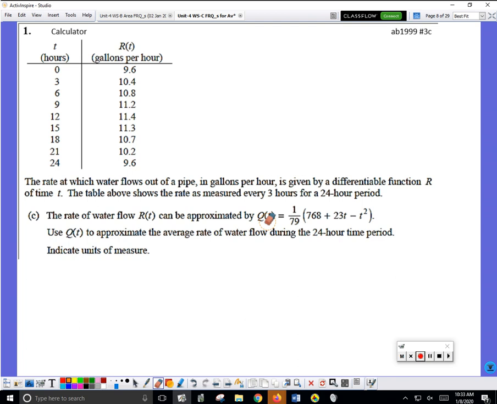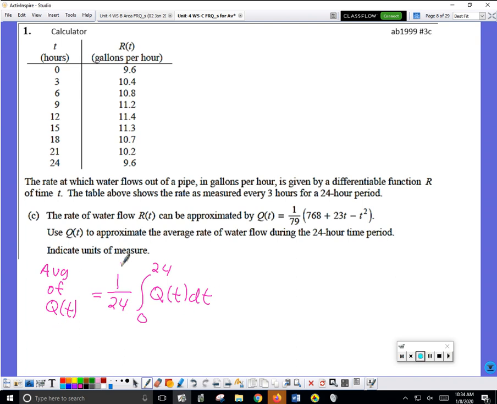So I write on my paper, the average of Q of T. I remember the formula. I need to integrate Q. They want the average over the 24-hour time period. I cannot forget that I must divide by the time period. So that's what you write on your paper. They want us to find the average rate of water flow, which means they want the average of Q.